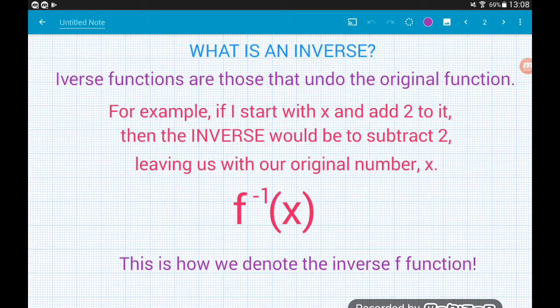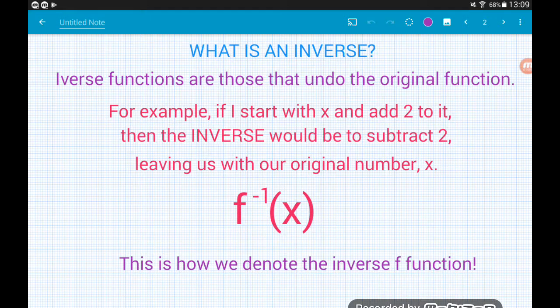So we use this notation, f minus 1 of x. Be careful, that's not the same as saying f of x to the power of minus 1. That would mean 1 over f of x. Don't think of this minus 1 as a power. It's just here to tell us we're dealing with an inverse function.